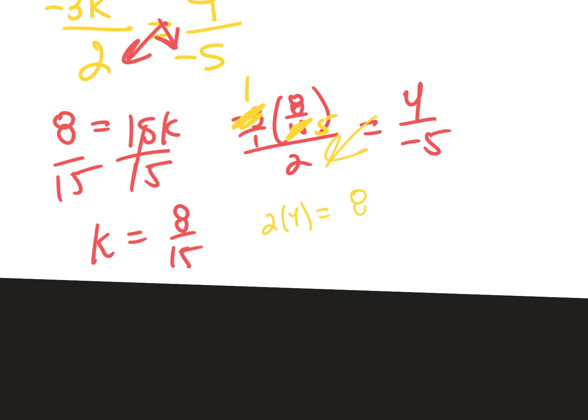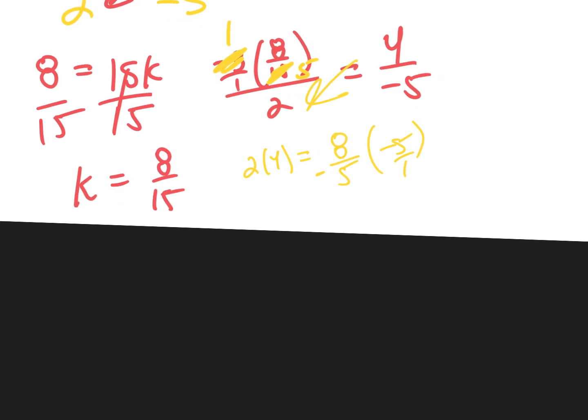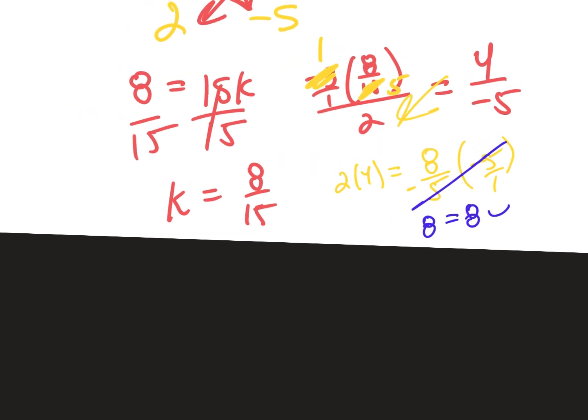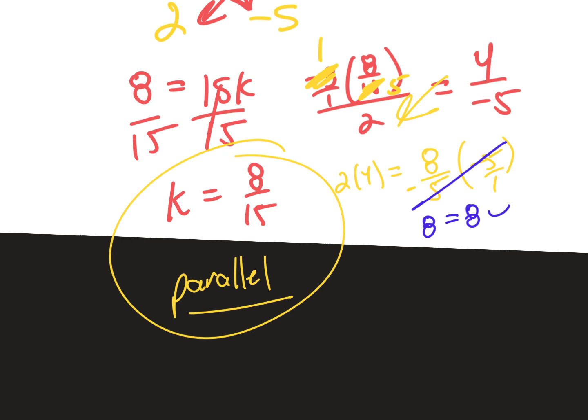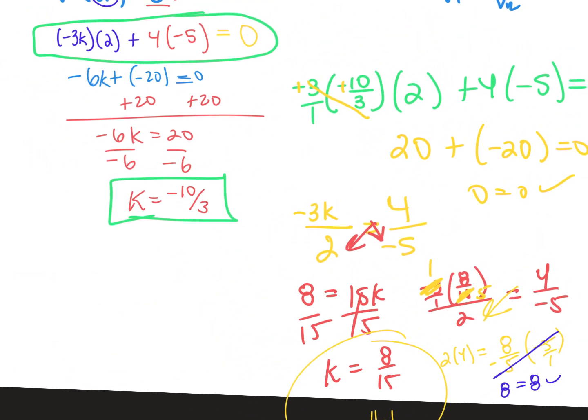equals, I have 8 over 5 times, actually it should be negative, right? Negative 5 over 1. What happens to my negative 5s? They'll cancel, so I have an 8 on this side, and what's 4 times 2? 8. So in order to make these two vectors parallel, your k value would be 8 over 15. In order to make them orthogonal, your k value would have to be negative 10 over 3.